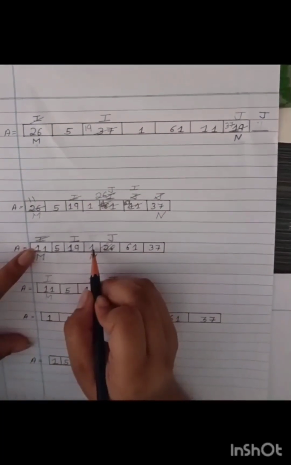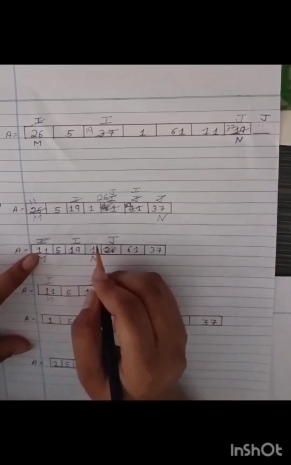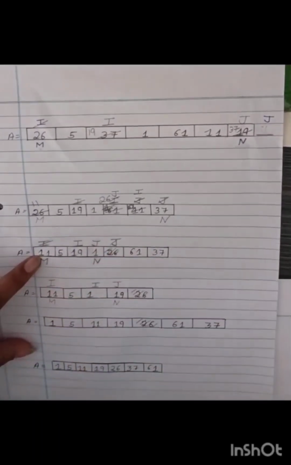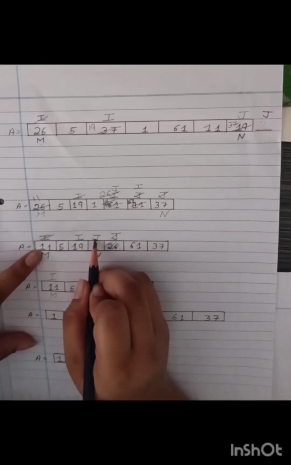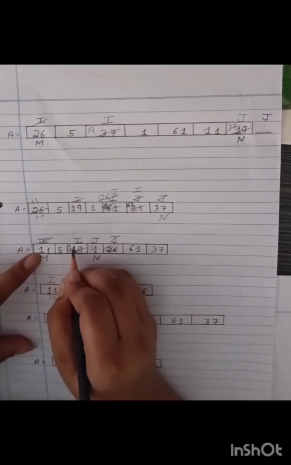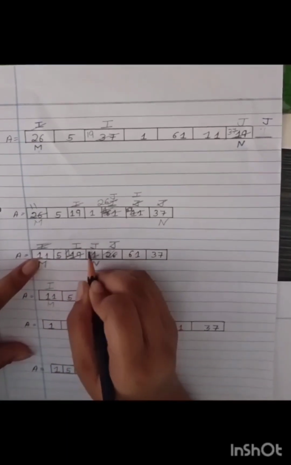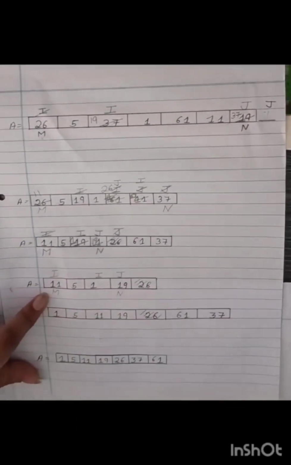Here the value of j is less than or equal to m, so here we put our j. In terms of position, where i is less than j, at that time we have to swap these two values. So in place of 19 we put 1, and in place of 1 we have to put 19. So here is our array.